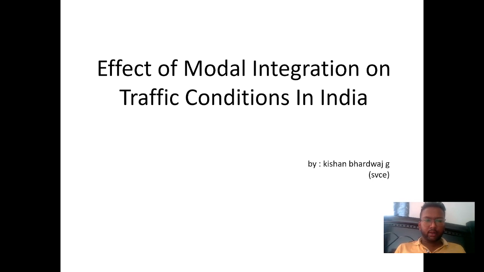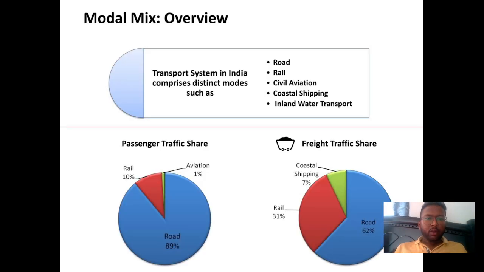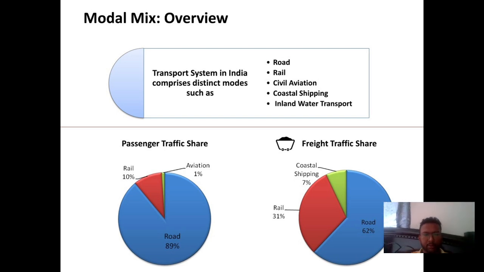Today we are going to discuss the topic: effects of modal integration on traffic conditions in India. We have a modal overview of the transport system in India. It comprises distinct modes such as road, railway, civil aviation, coastal shipping, and inland water transport. Passenger traffic share: 89% is contributed by road, 10% by railway, and aviation consists of 1%.